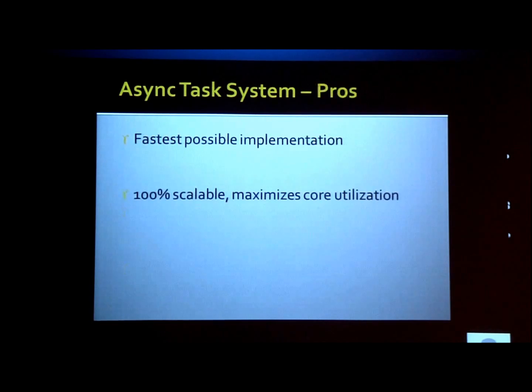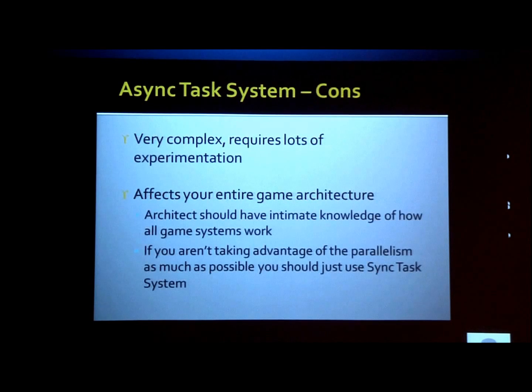Okay, so the pros of the asynchronous task system are fastest possible implementation. It's 100% scalable because it maximizes your utilization of all the cores. But the problem is it takes just an incredible amount of thought. I guess that's in the cons. It takes an incredible amount of thought and intimate knowledge of how every game system works. Because we have to understand what is writing to data, what is reading from data, what data is being shared. And we have to understand that in both a global sense and a local sense. And it's just a big undertaking.